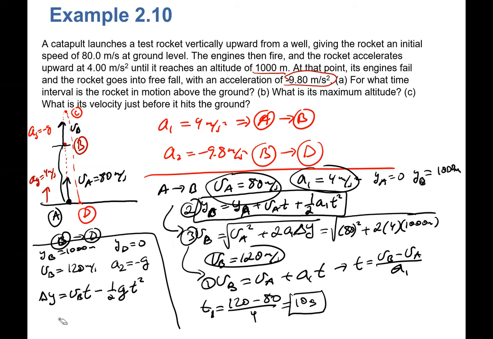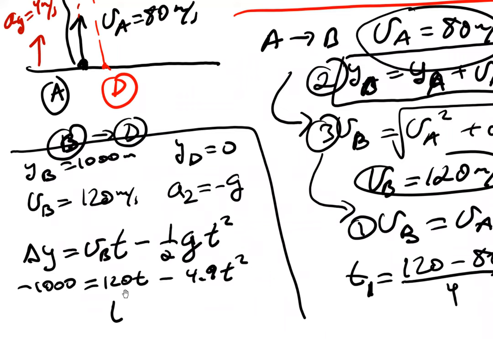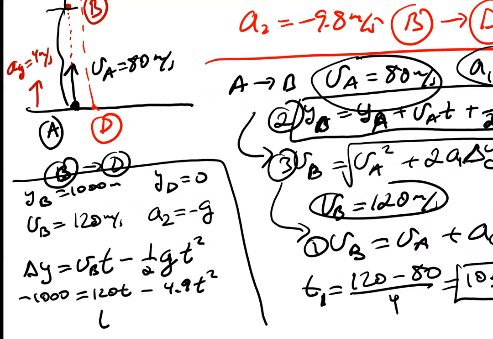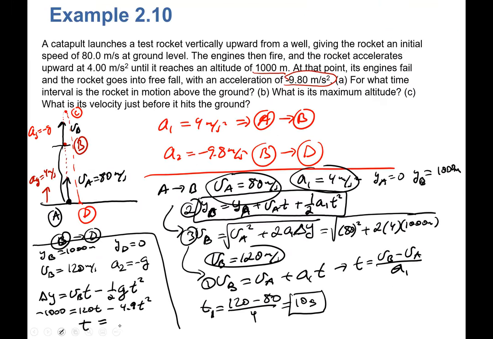But in any case, if I use this equation, remember, delta y in this case is final, which is zero, minus initial. So delta y is negative 1,000. Then this will be 120 t, then negative 4.9 t squared. I use this equation to find the time. Let's go back. So the time here, if I calculate, will be 12.2 seconds if you plug it into the quadratic equation.